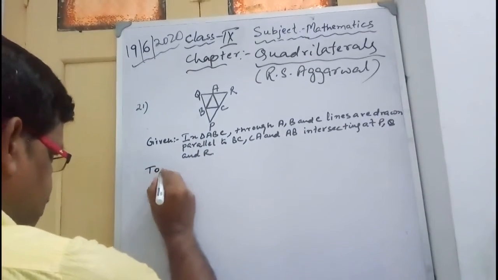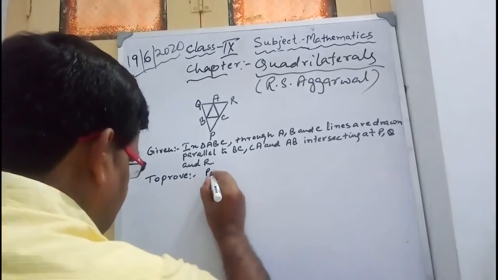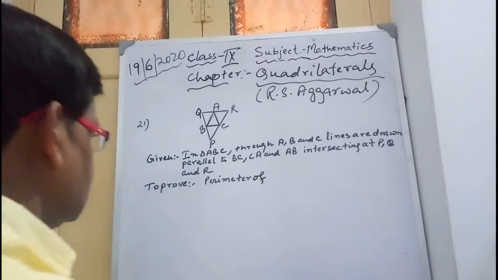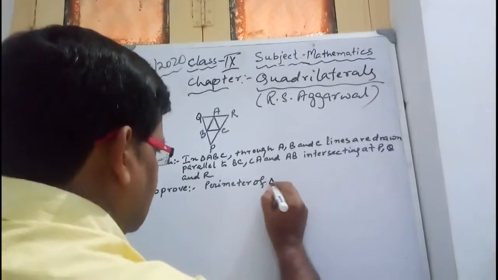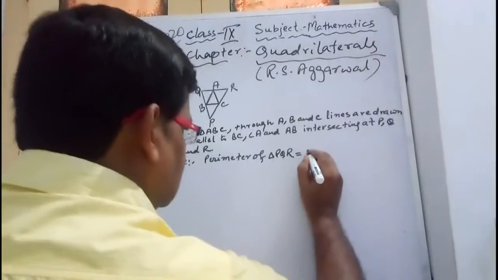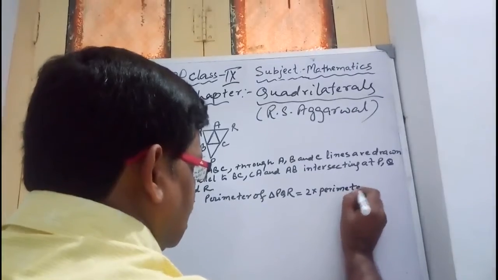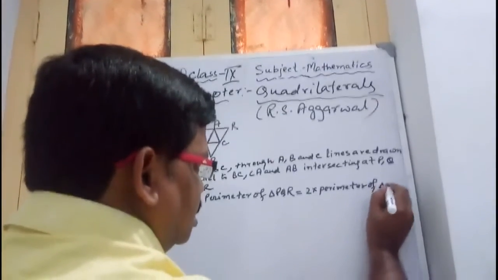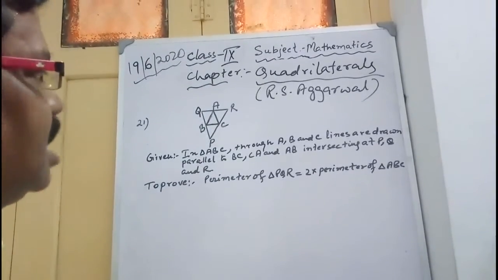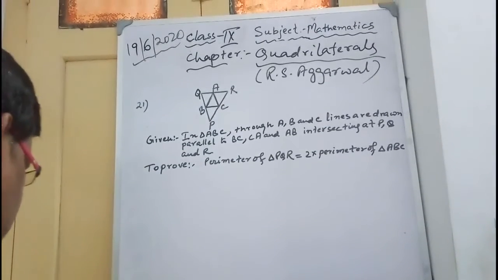So to prove: perimeter of triangle PQR is equal to 2 into perimeter of triangle ABC. So you have to prove that perimeter of triangle PQR is twice the perimeter of triangle ABC.